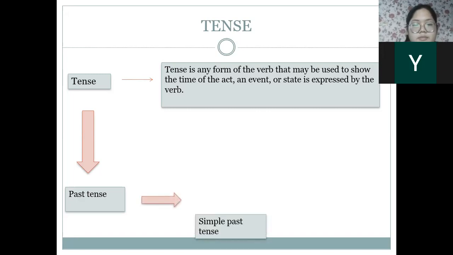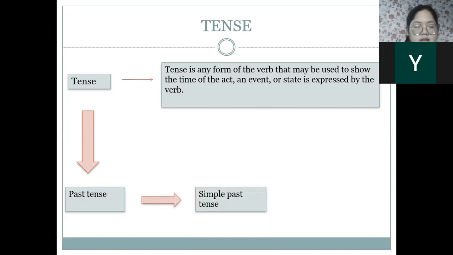Next, simple past tense. Simple past tense is a tense to show actions that happen in past times. It is supported by Atherton and Becker that this tense shows complete past action. It is generally used with specific past times such as yesterday, last night, ago, and so on.